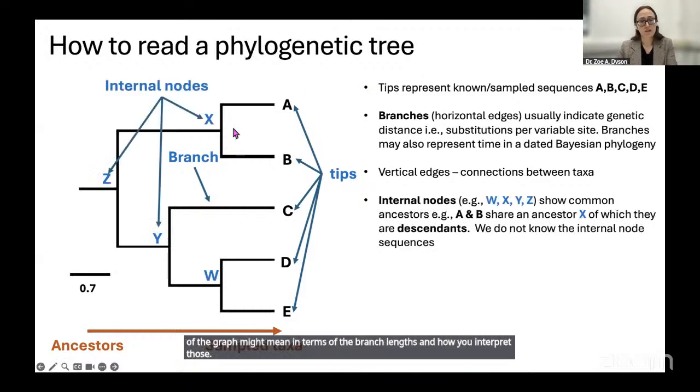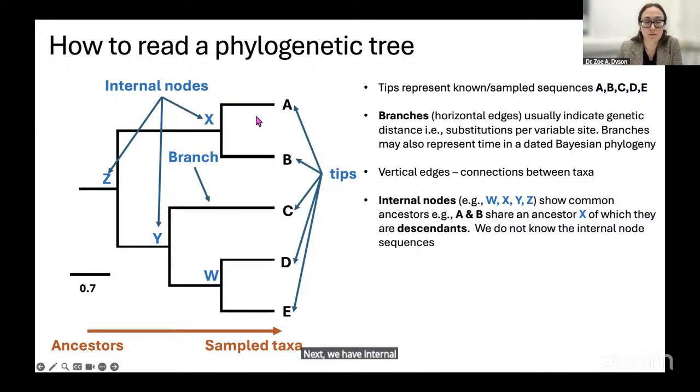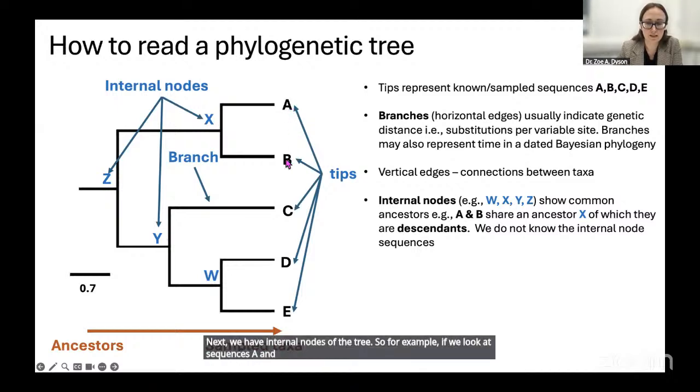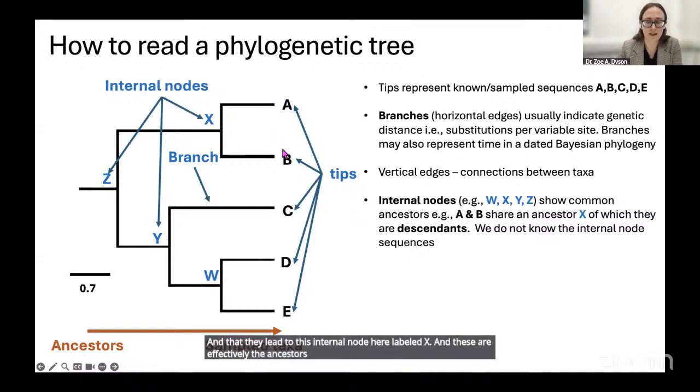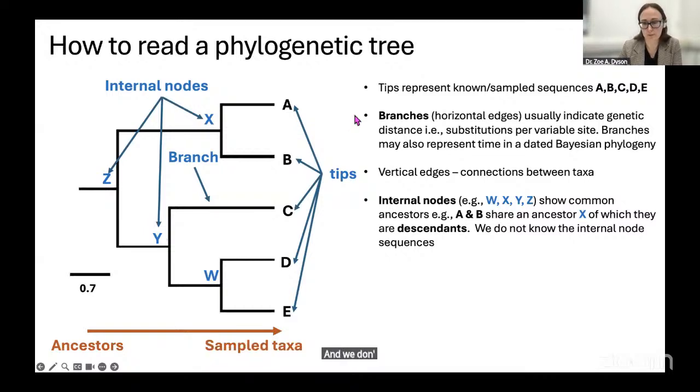Next, we have internal nodes of the tree. So for example, if we look at sequences A and B here, we can see that these tips, when we move backwards on the branches, are connected using vertical lines that just show the connections here, and that they lead to this internal node here labeled X. And these are effectively the ancestors of sequences A and B that have been inferred by our phylogenetics inference software. And we don't know the sequences of those particular inferred ancestors.